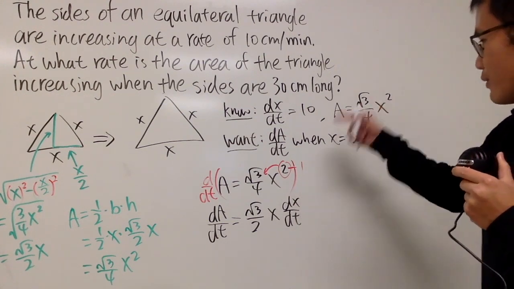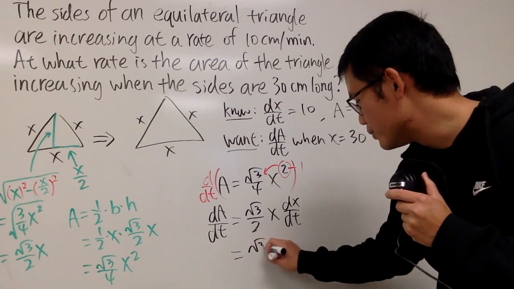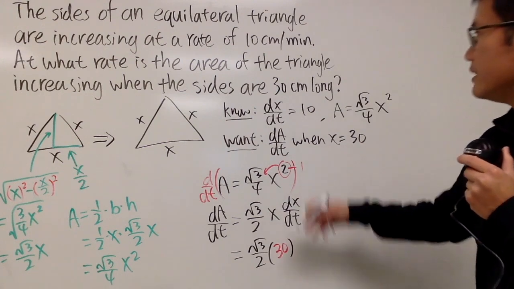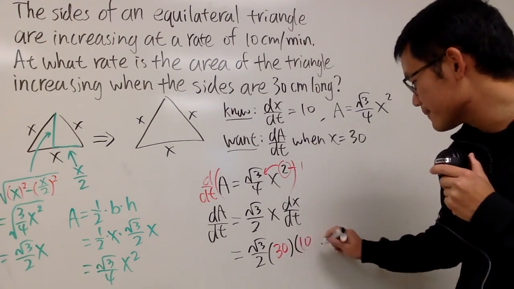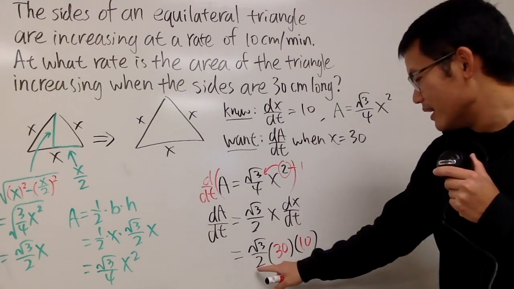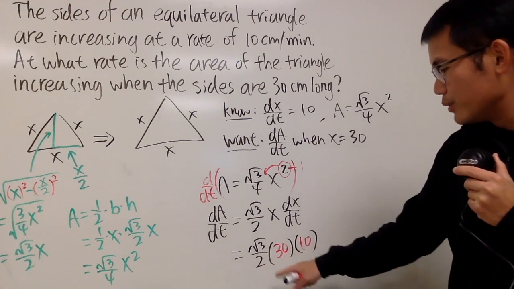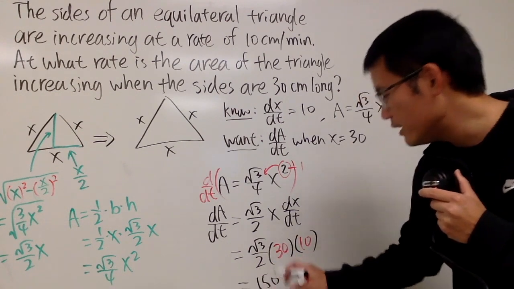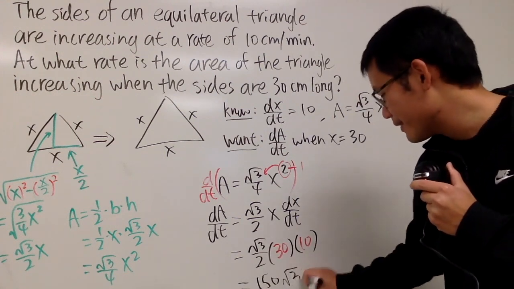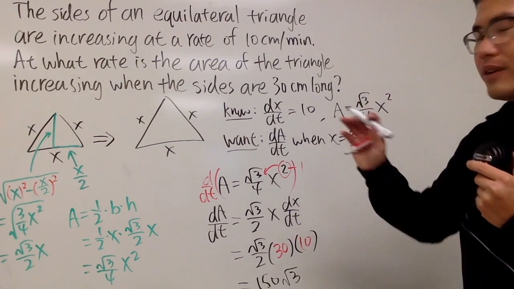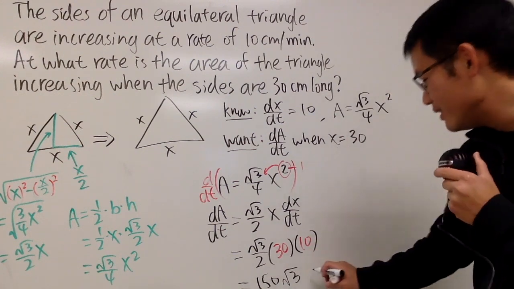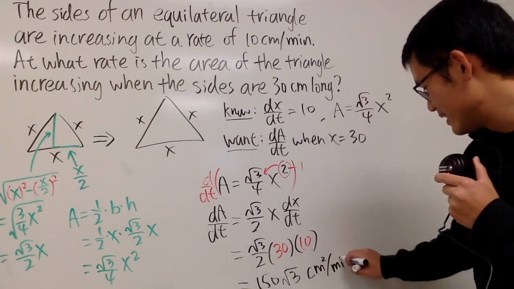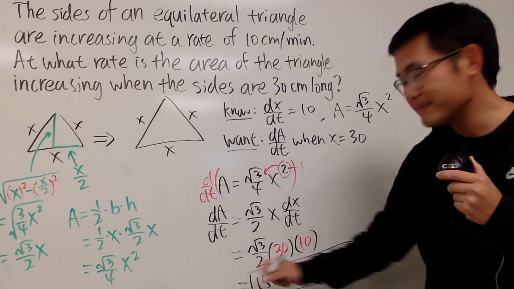And now we just have to throw in the numbers. We can see that square root of 3 over 2, and the x value is 30, and dx/dt is 10. So we have all this. Well, just multiply this out. 2 and 30 you can reduce, which is 15, and you get multiplied by 10. So altogether, we get 150 square root of 3. And it's the rate for the area, so the unit is centimeters squared per minute. So just put this down, and this is it.